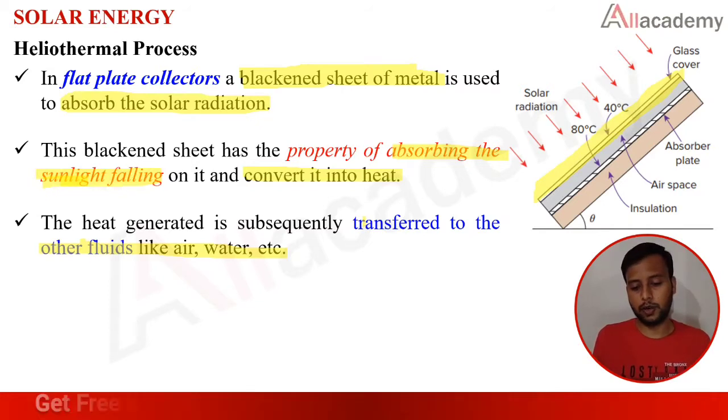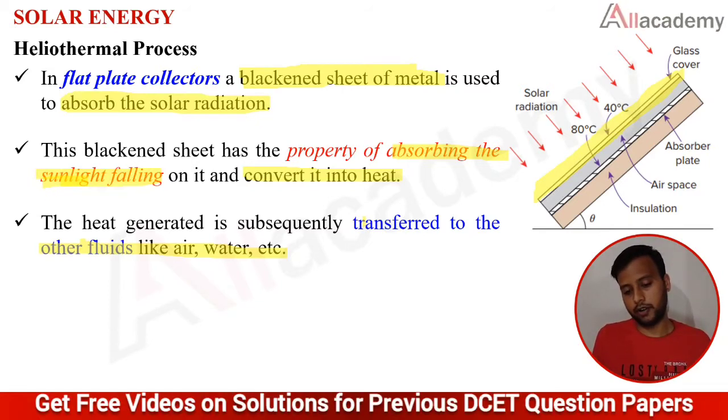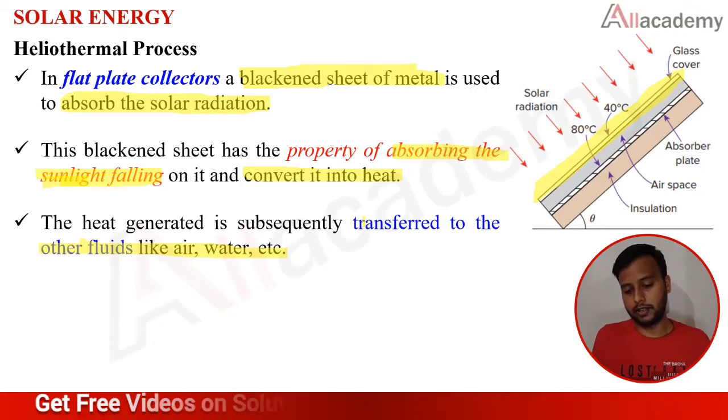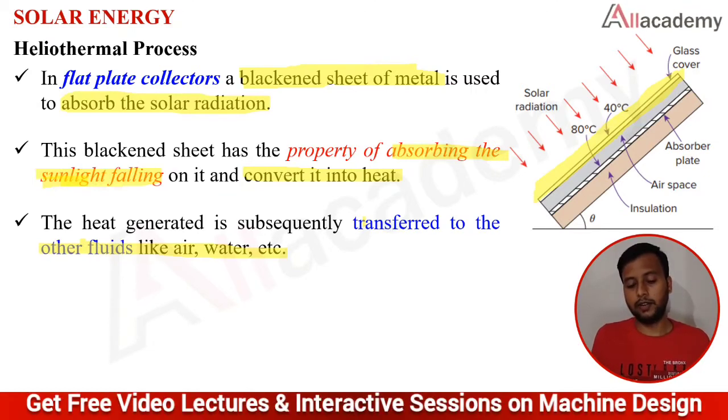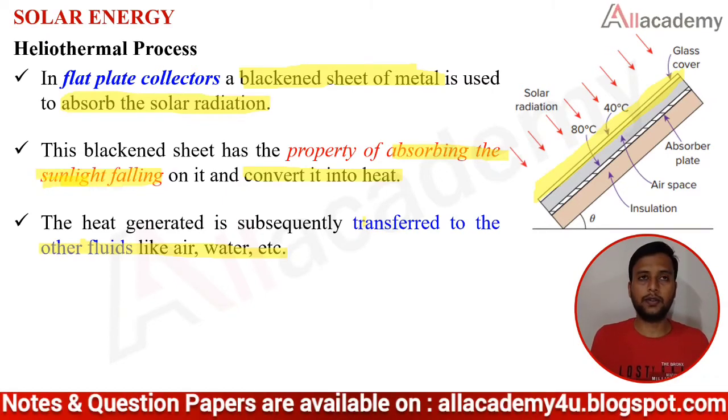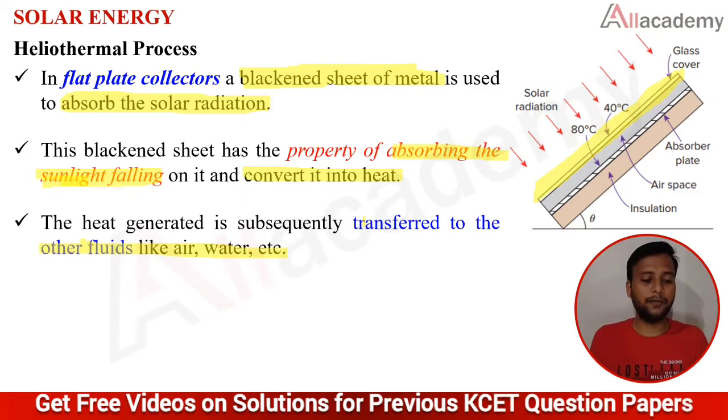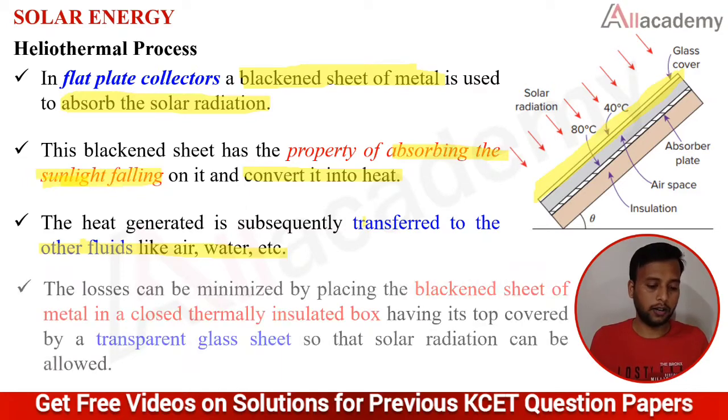Here you can see, when the sun radiation falls, the first one is an absorbing plate, so that absorbs it. Then it will transfer that heat to the consecutive water tubes or fluids which are allowed to pass through. So whatever heat energy is there will be transferred to other fluids like air or water.